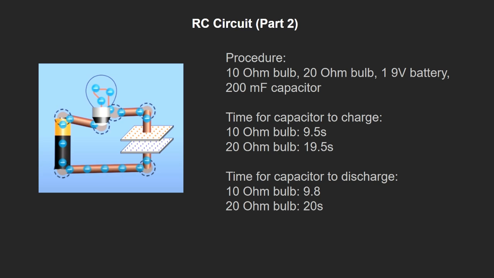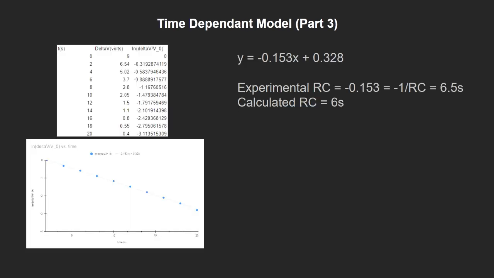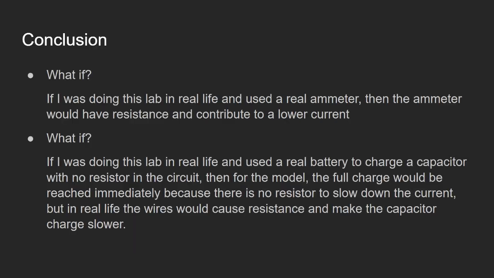For the 10 and 20 ohm bulbs, it's 9.5 to 19.5 seconds to charge up, and for the discharge, it's around 9.8 to 20 seconds. Then we have a time-dependent model, graphing the natural log of delta V over V naught versus time. You can see the data on the left. The experimental RC turns out to be 6.5 seconds, where the RC is the slope. So the calculated RC is 6 seconds.